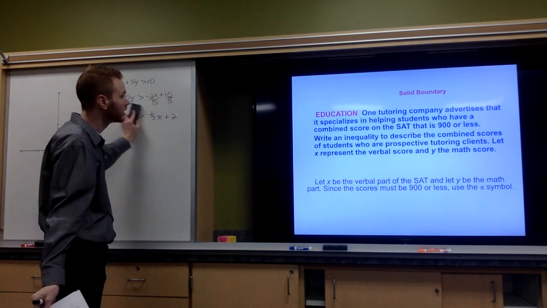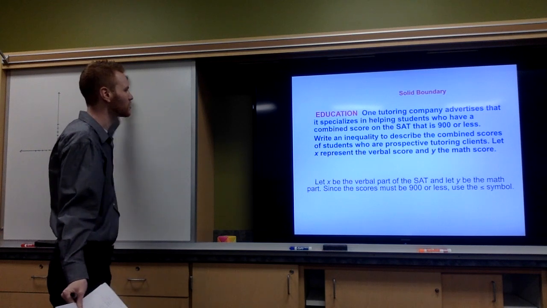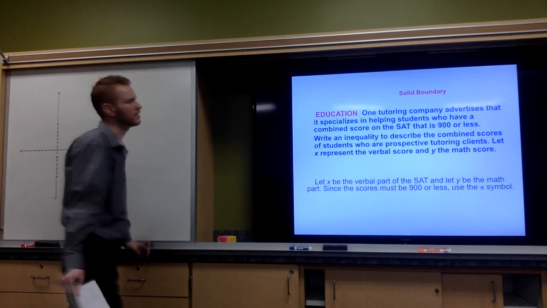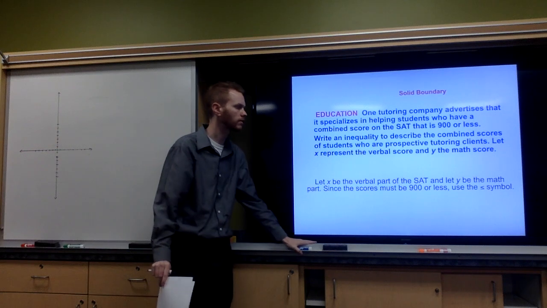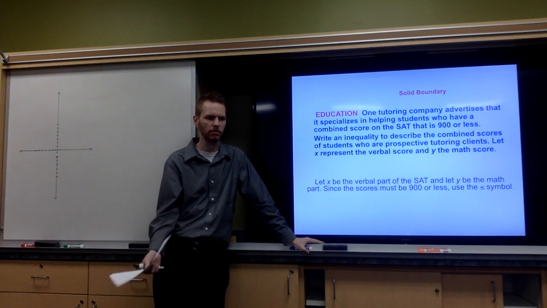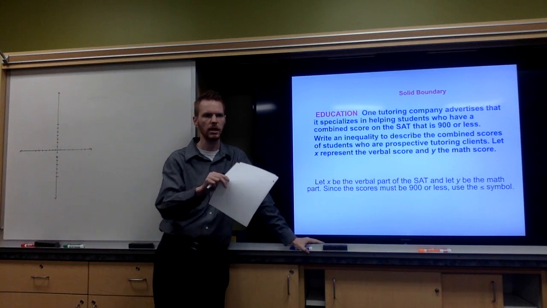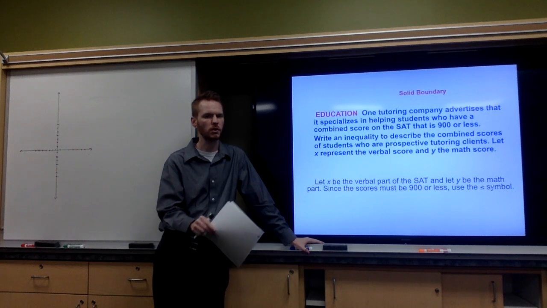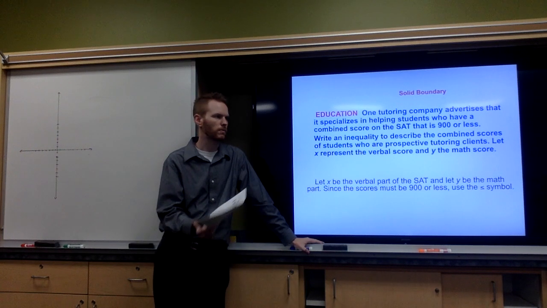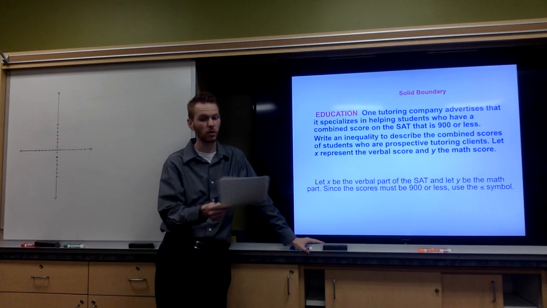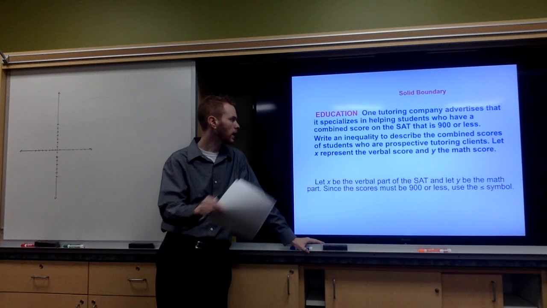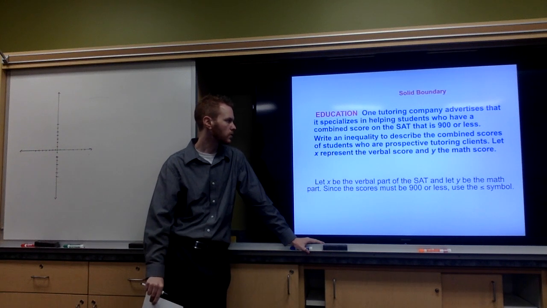specializes in helping students who have a combined SAT that's 900 or less. Now, I know a lot of ACT people are out there, so let me break that down. SAT, I think the highest score is 2,400. So if you only have 900 as a combined score, that's pretty low. So write an inequality to describe the combined scores of the students who are prospective tutoring clients. Let X represent the verbal score and Y the math score.